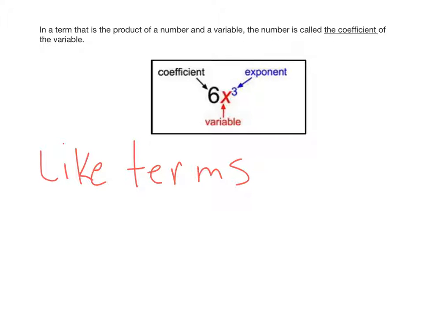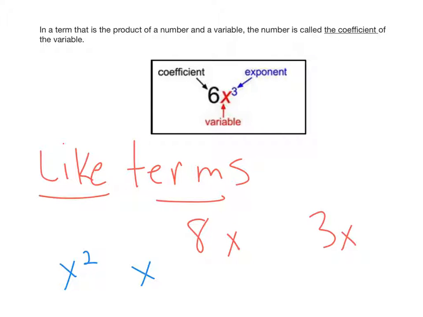So like terms in an expression are going to have the same variable raised to the same power. So 8x and 3x are like terms. However, if I had x squared and x, those are not like terms. They have the same variable, but they're not to the same power.